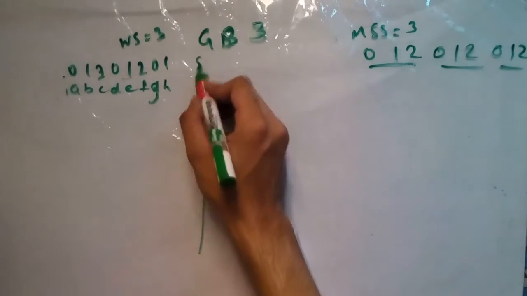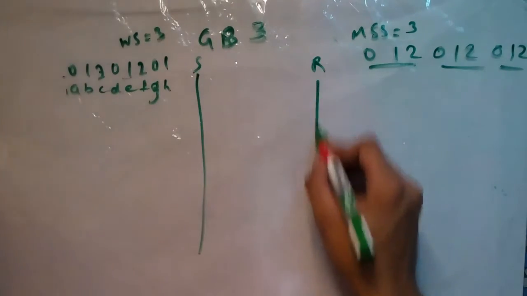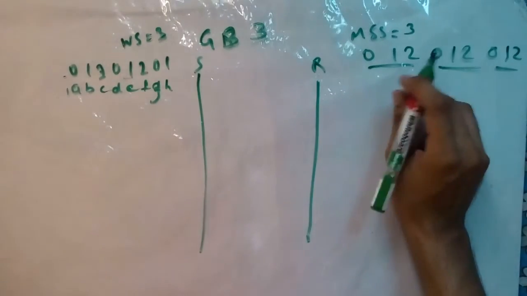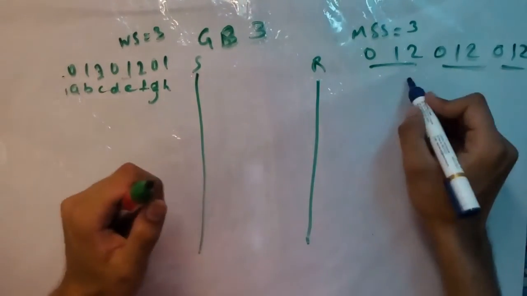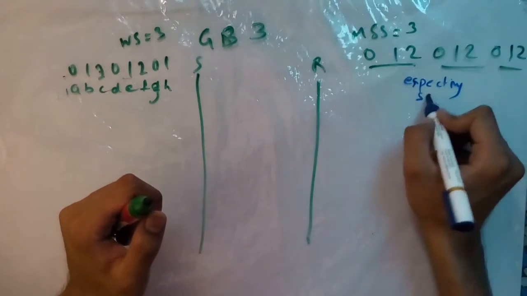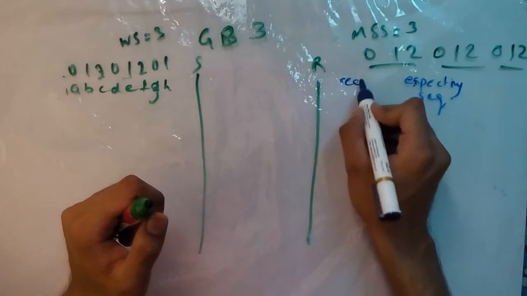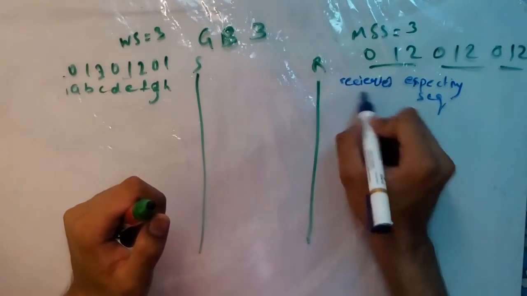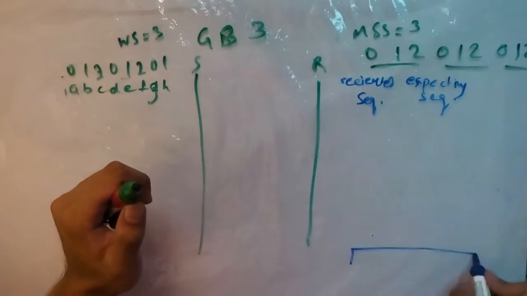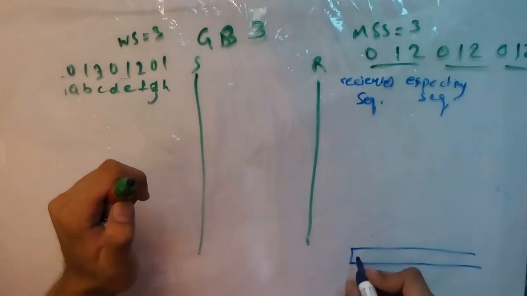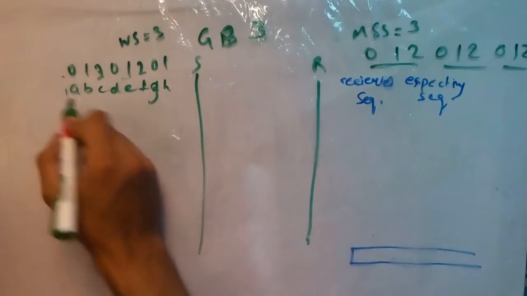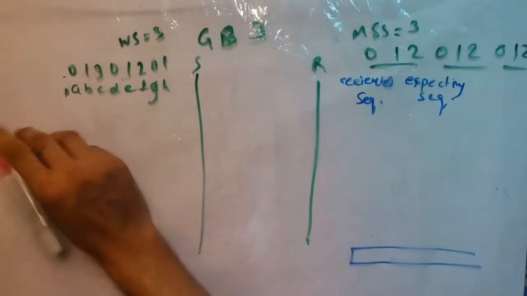This is the sender and this is the receiver. Here I am creating a column for the expected sequence number and the received sequence number, and a queue which tells us which packets have been accepted. Okay, so initially the window would be like this.